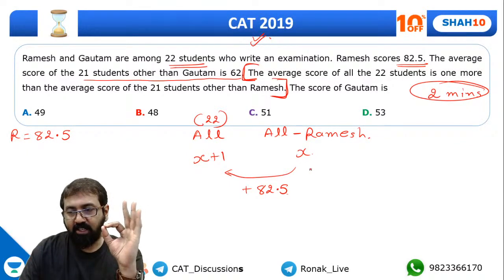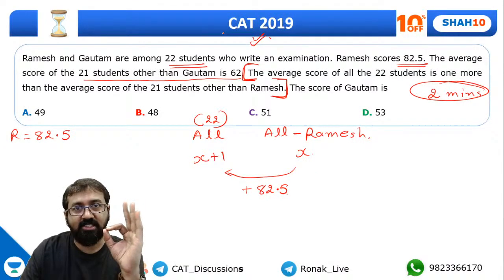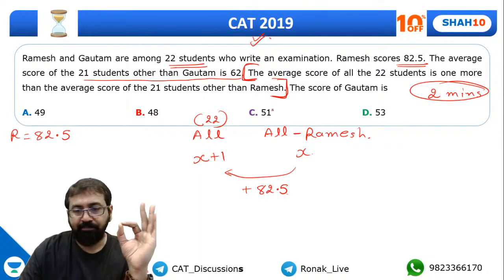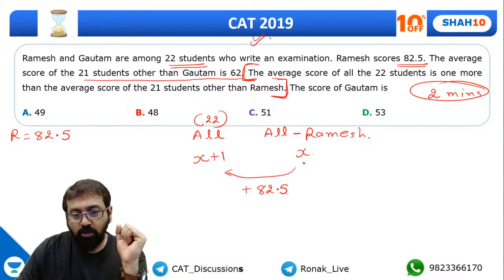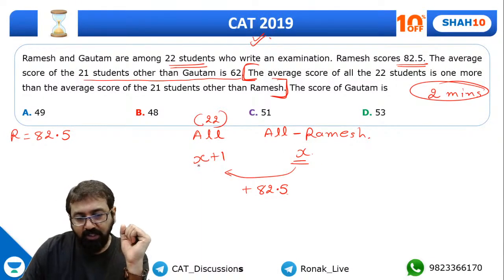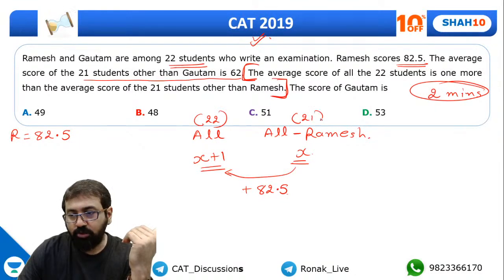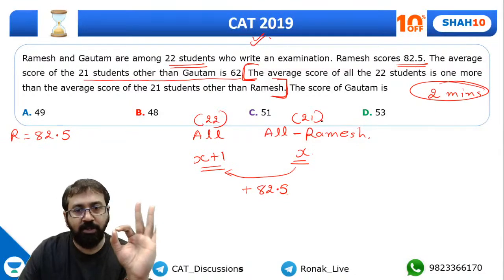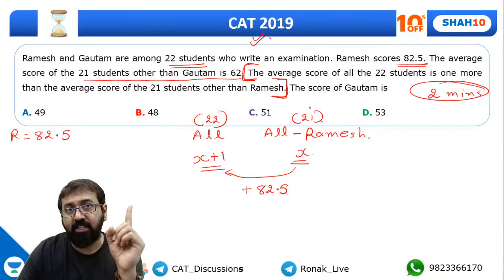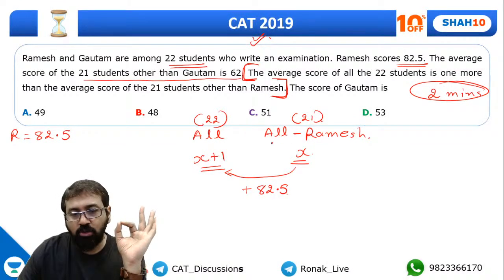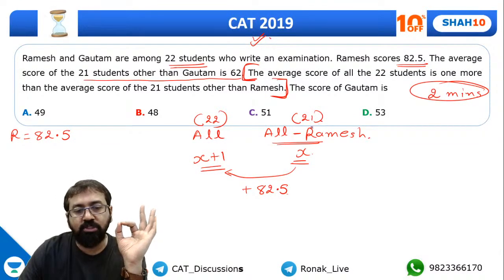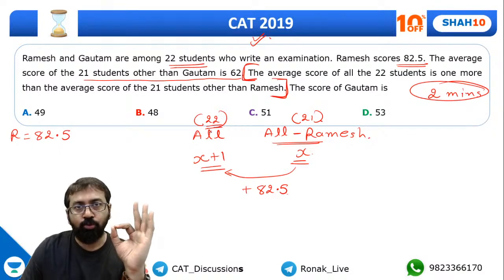Okay everyone, let's understand, because this question is not that difficult. Just listen to me carefully. Without Ramesh the average is x, so with Ramesh the average is x plus 1. That means without Ramesh there are 21 students, and with Ramesh there are 22 students.